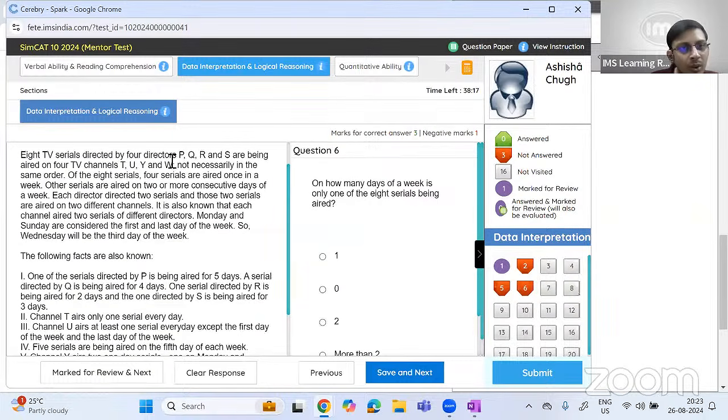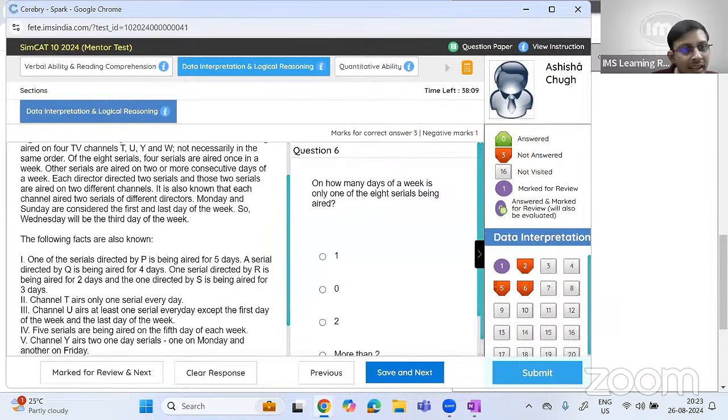Each director directed 2 serials, so 4 directors, each of them 2 serials, and those 2 serials are on different channels. It is known that each channel aired 2 serials of different directors. Monday, Sunday, first and last; Wednesday will be third. The following facts are known: serials directed by P are aired for 5 days. For Q, okay, these are specific.